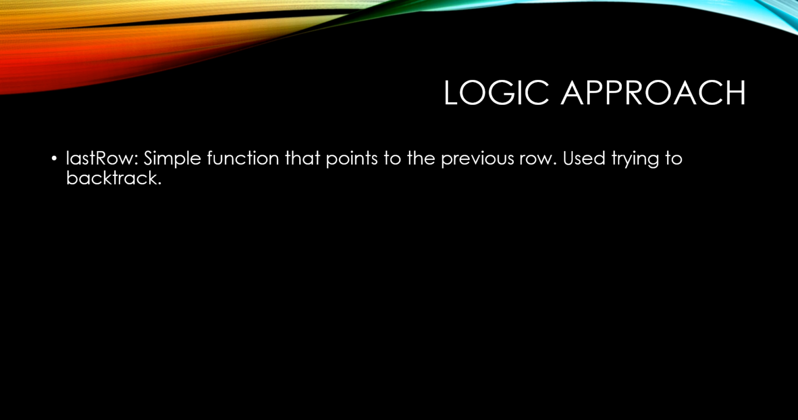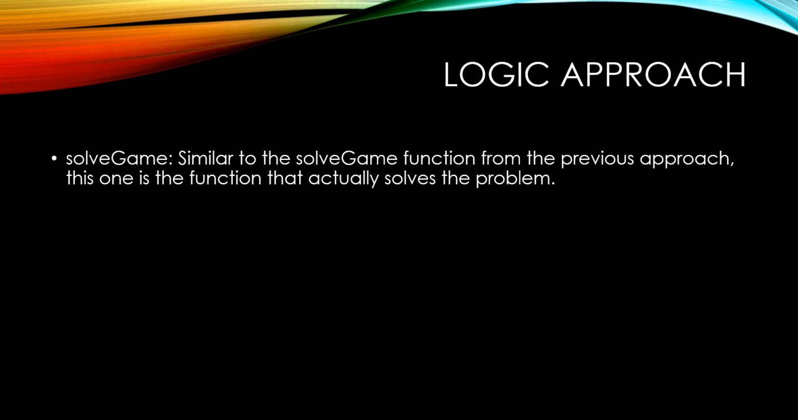We have the last row function that is pretty much the same as the last row function from the previous approach. It points us to the previous row. We use it to backtrack. The solve game, it does everything. It basically solves the game, and it is probably the most important one, and also probably the most wasteful one.